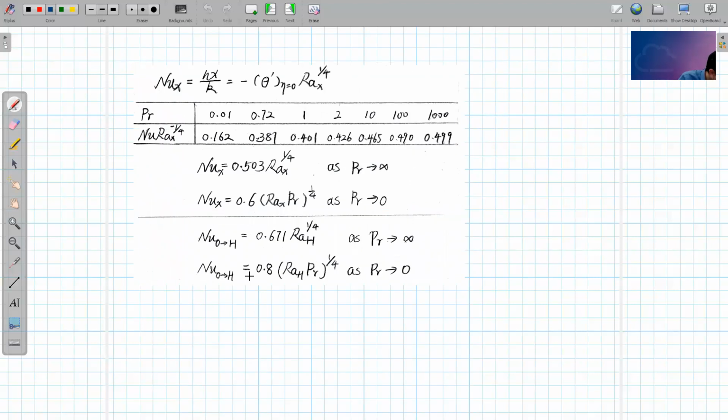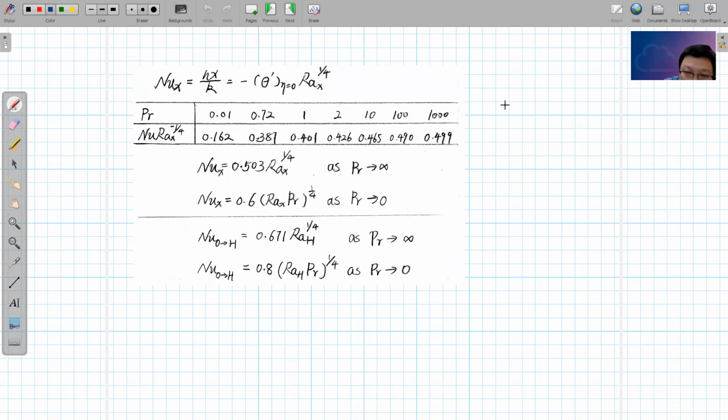After you get the temperature profile and velocity profile by solving these similarity equations, we can post-process the result to relate it to a Nusselt number. Nusselt number at a location x, h of x over k, will be equal to minus theta prime at eta equal to 0, the gradient at eta equal to 0, times the Rayleigh number to the 1 over 4. You can derive this yourself. It's very easy actually to derive.